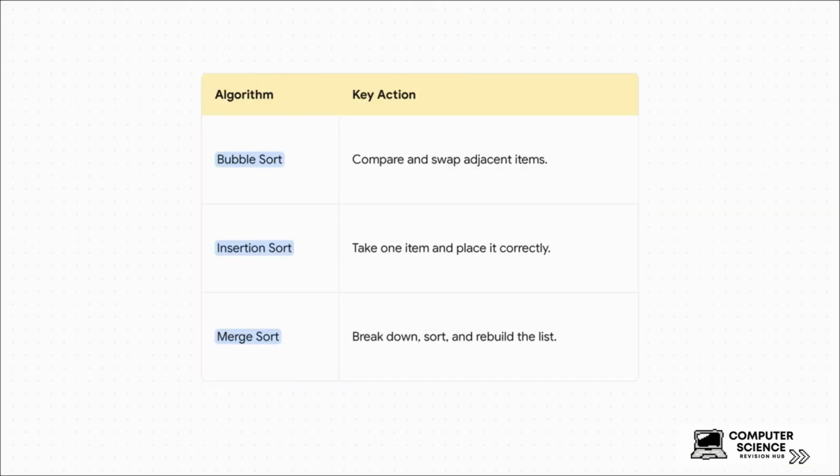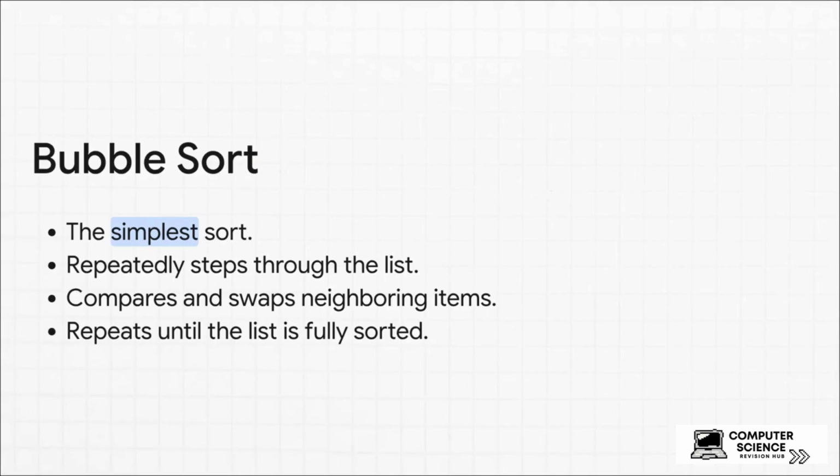Well, you guessed it. Just like with searching, there are different algorithms for sorting, and each one has its own unique strategy. We're going to look at 3 common ones: bubble sort, insertion sort, and merge sort. Let's do a quick flyby of how each one works, and maybe more importantly, why you'd pick one over the other. First up, we have bubble sort.